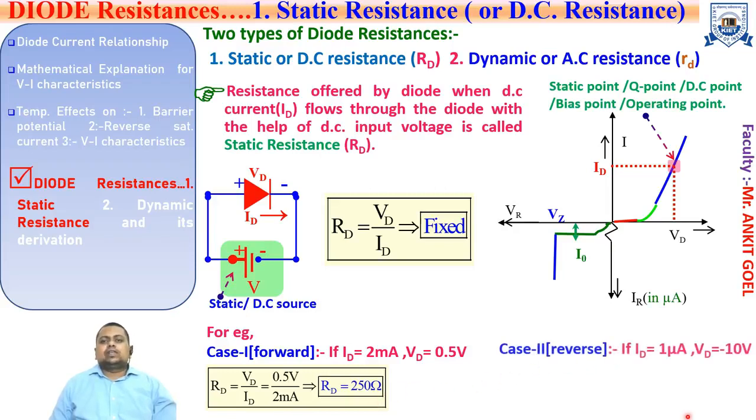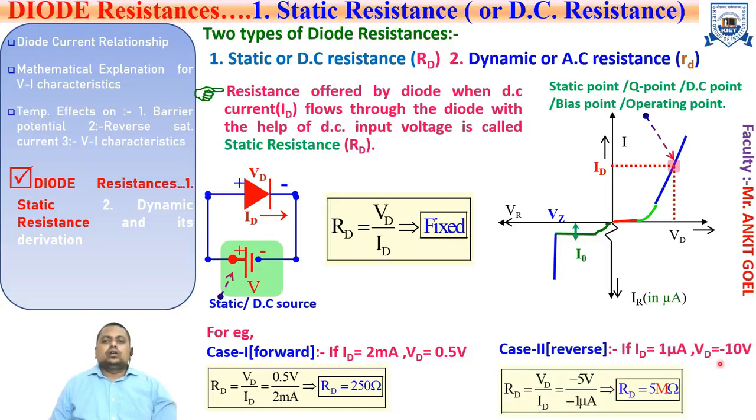In the reverse bias condition, the diode current is flowing in the range of microampere. So simply the static resistance is minus 5 volt upon minus 1 microampere, which comes out to be 5 mega ohm. As you can compare, in the forward region the diode will offer a very low resistance, while in the reverse bias region, it will offer a very high resistance in the order of mega ohm.